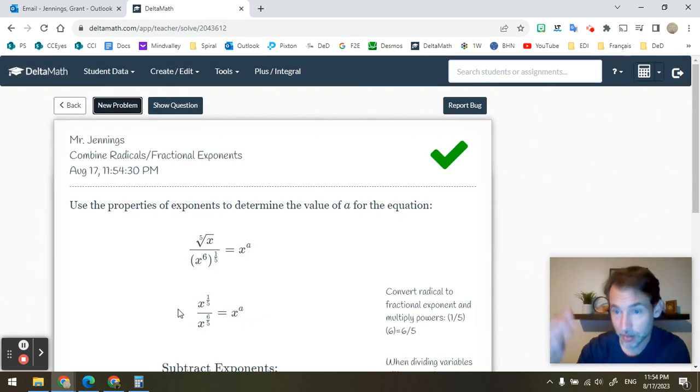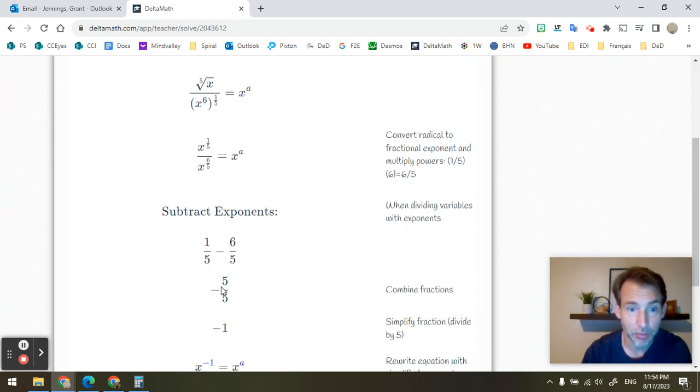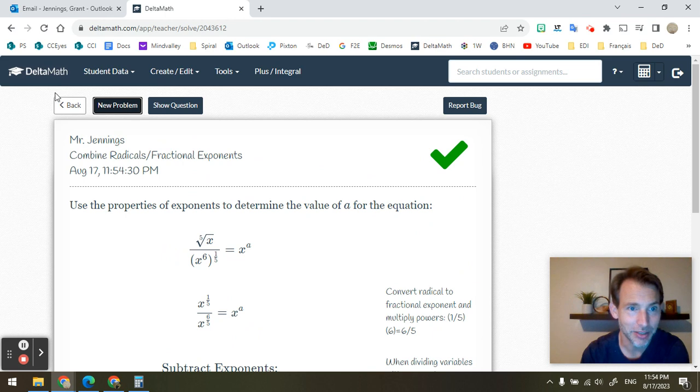Fast with these. Look at the solution. Go to the exponential form, subtract the exponents. It's just negative 1. There you go. Yeah, so practice, practice, practice. Practice all these skills.